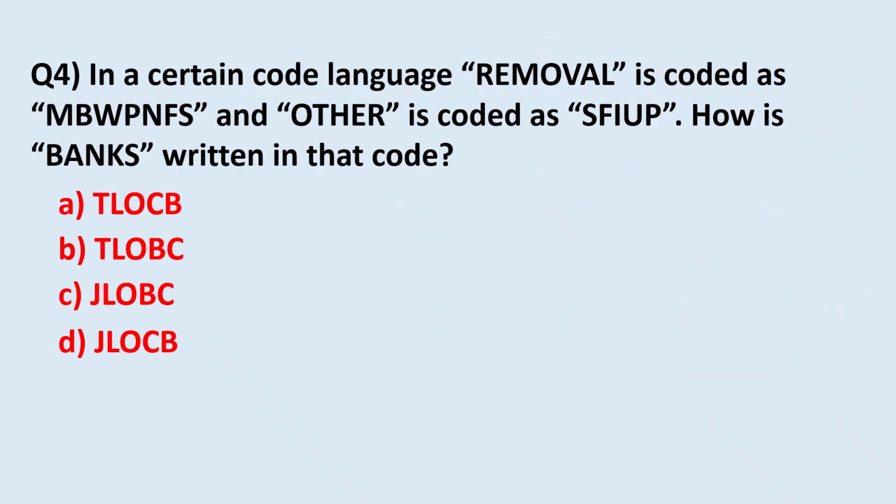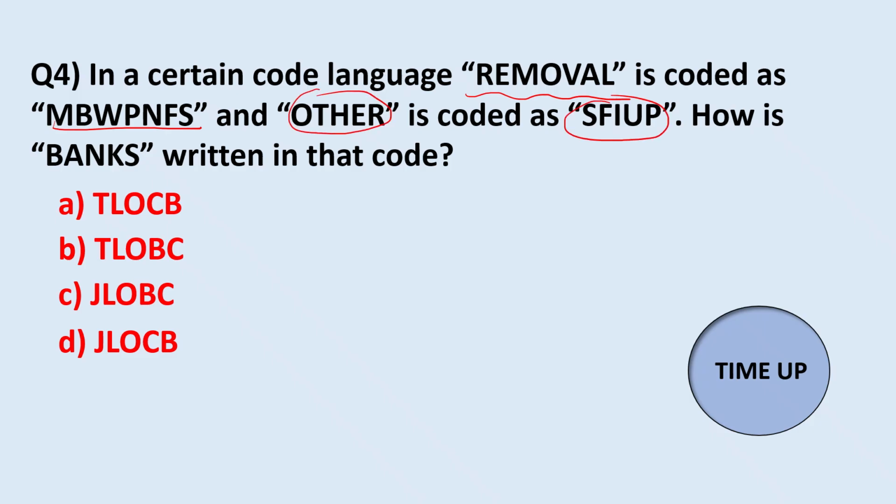Fourth question on your screen, and your timer starts now. Try to solve it. Try to solve it, students. So how is removal coded as this? You have to find out. Or you can say how other is coded as this. So if I take other, O-T-H-E-R, correct? Other. It has been coded to S-F-I-V-E. U, P.